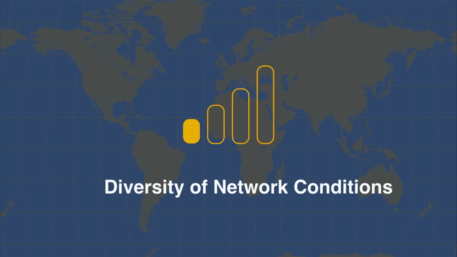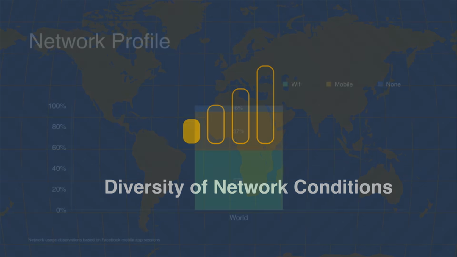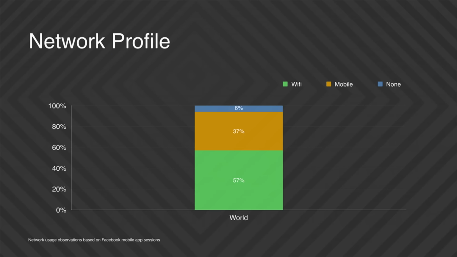So now that we talked about the diversity of devices, the next place where there's a lot of diversity in terms of usage is diversity of network conditions. In some ways, it's even more complicated than that diversity of devices. This is the basic graph here that shows you a very basic breakdown on network conditions, and this is just by Wi-Fi and cellular, worldwide.